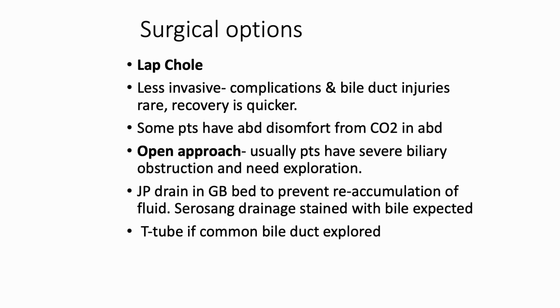However, if the patient needs an open approach, these are patients that have the severe obstruction, some patients that are obese and need a little bit more exploration. You can have an open approach. Often after the open approach, a Jackson-Pratt drain, JP drain, will be put in the gallbladder bed to prevent the reaccumulation of the fluid. And you expect to be serosanguinous drainage with a little bit of bile.